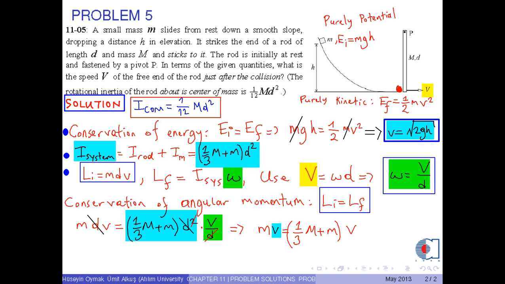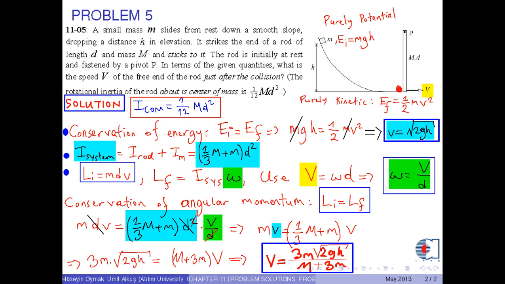Here it is convenient to use the expression that we have found for small v, that is 3m times square root of 2 times g times h equals (capital M plus 3m) times capital V. As a result, the speed capital V of the free end of the rod just after the collision is obtained as 3 times small m times square root of 2 times g times h over (capital M plus 3 small m).